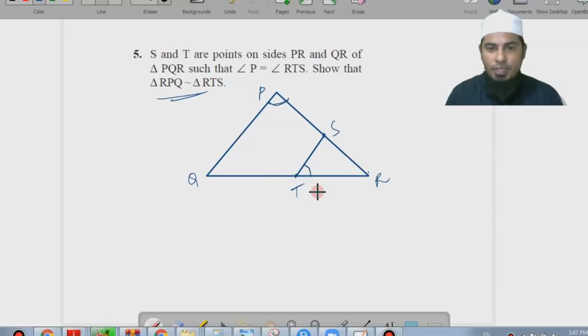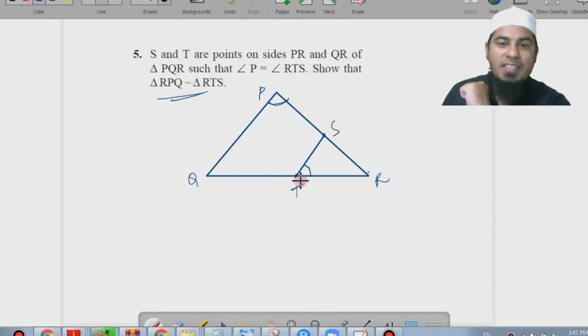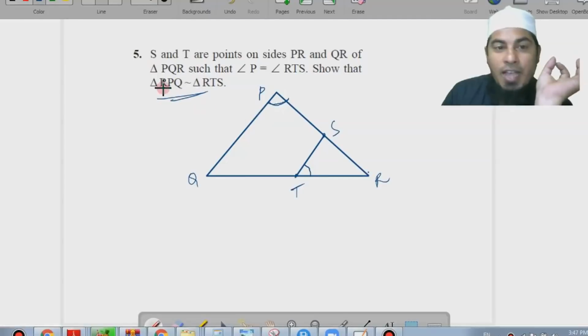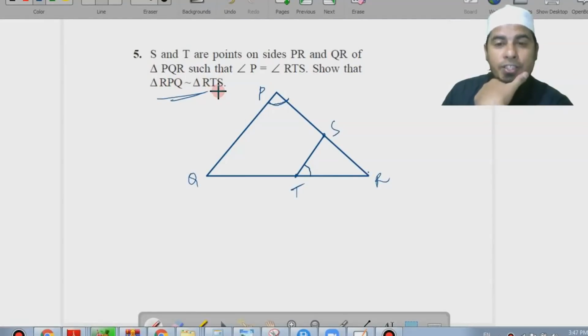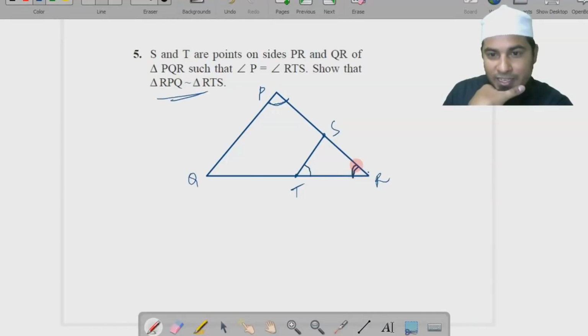Then what we need to do? We need to prove triangle RPQ is similar to triangle RTS. How can we do this? This angle is equal to this angle. Given one angle we got. This R, is it common in both the triangles? Yes, if you see, this angle is common in both the triangles. So these two triangles are similar.